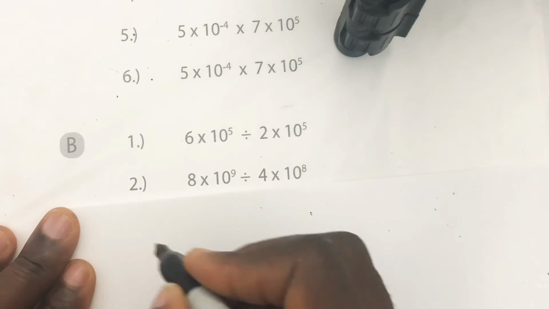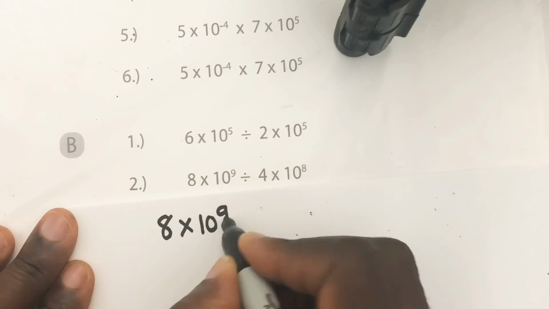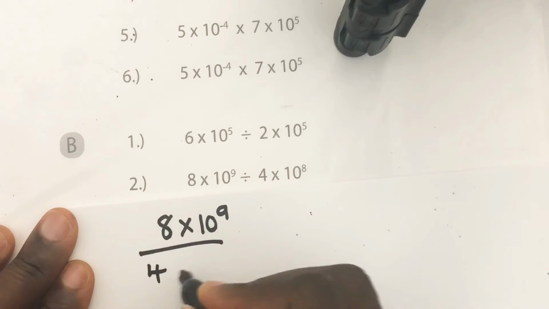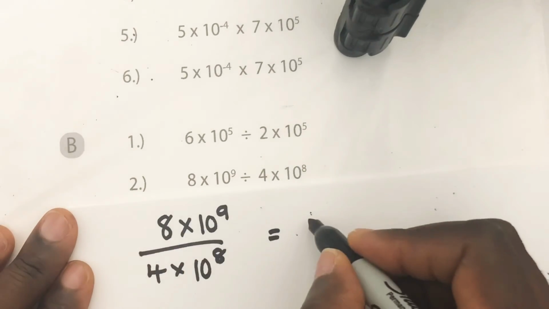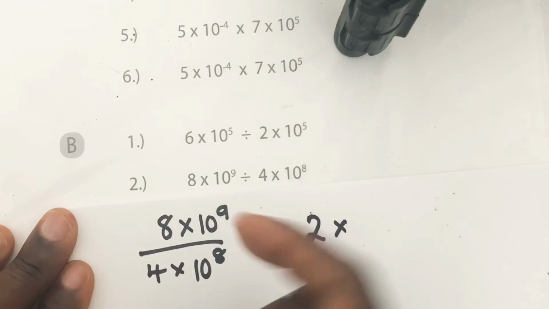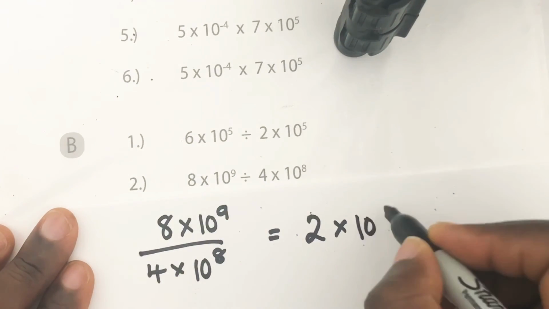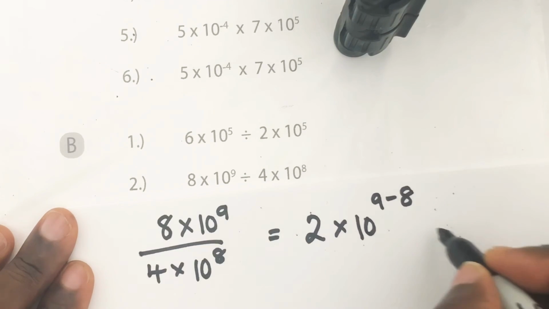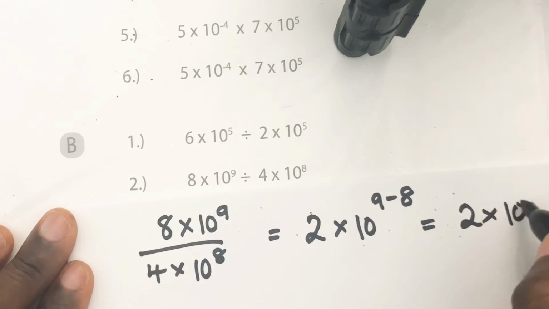Question 2 says 8 times 10 to the power 9 divided by 4 times 10 to the power 8. Okay, 8 divided by 4 would be 2, times 10 to the power 9 divided by 10 to the power 8, which will be equal to 10 to the power 9 minus 8. That is equal to 2 times 10 to the power 1, and that's done.